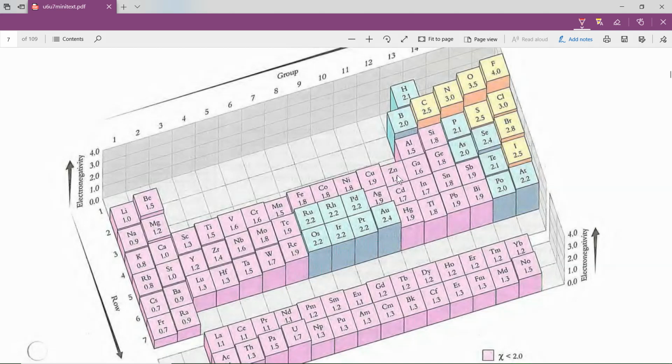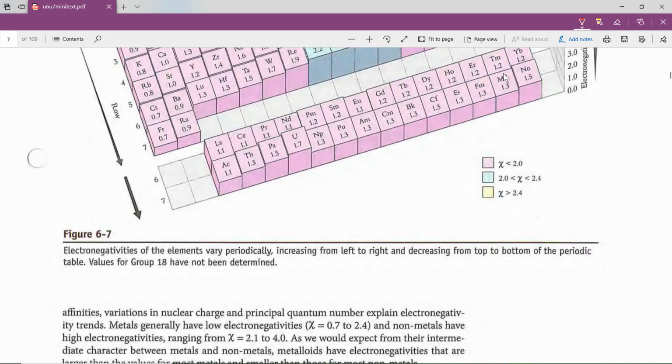We don't really deal much with the electronegativity numbers for the transition metals. Most of the covalent bonding we'll be looking at will be this non-metal region here. I could have talked more about transition metals with ionic bonding if I wanted to, but the focus here is on electronegativity and sharing electrons unequally in this non-metal region here. Okay.